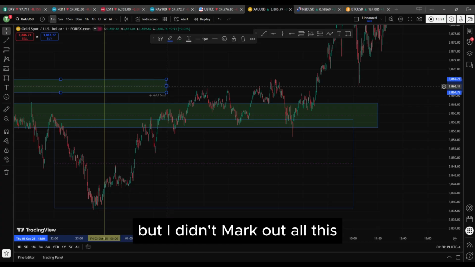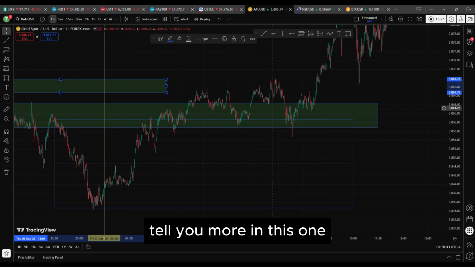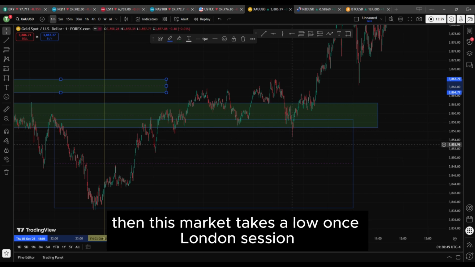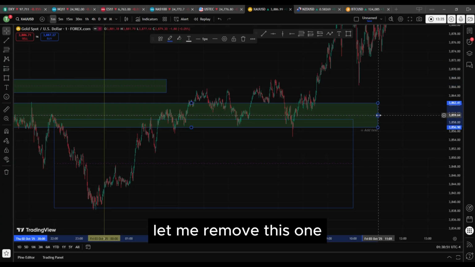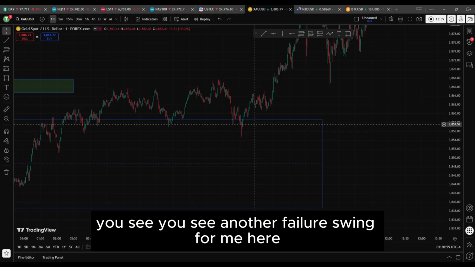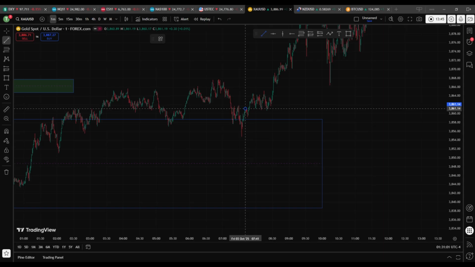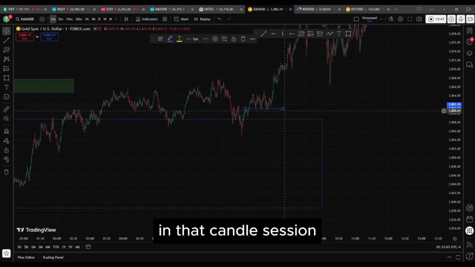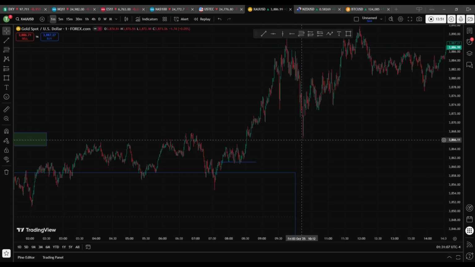We can better illustrate this in another lecture, but I didn't mark out all of this. I'm just trying to see if I can tell you more in this one. Then once the New York session opens, the market takes a lower low. And what happened? Let me remove this one now. I think I've gotten what I need from here. You see another failure swing for me here. And after this failure swing happened in that New York session, the market took off immediately.